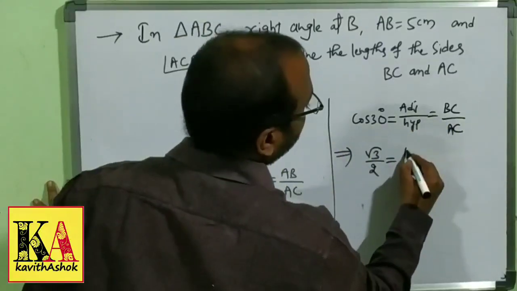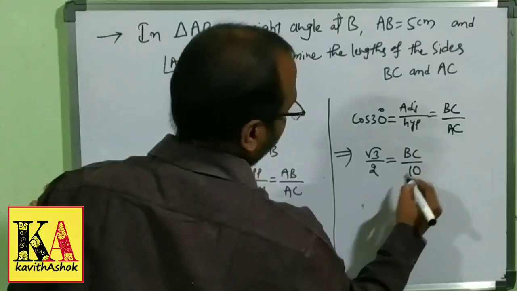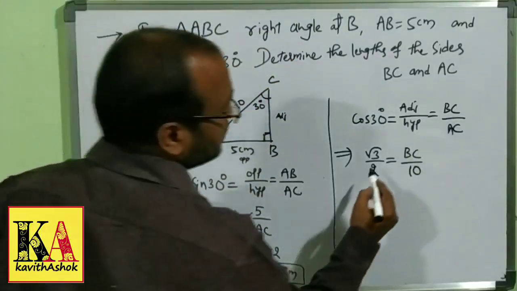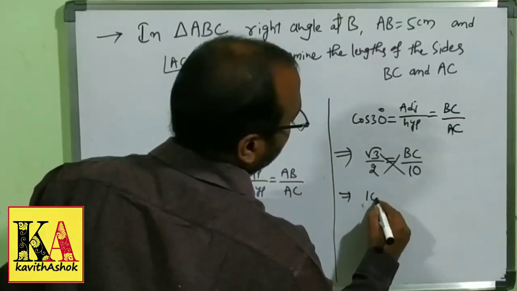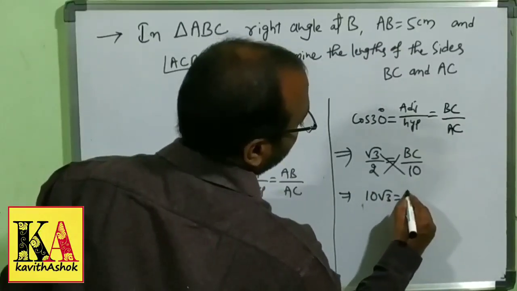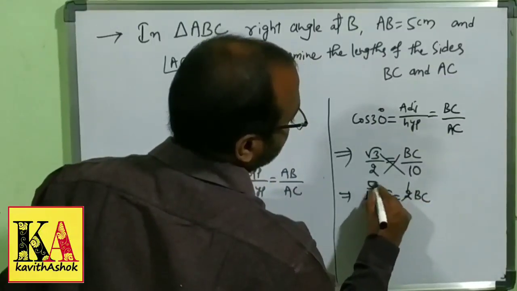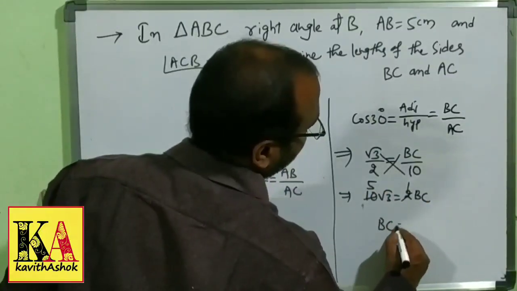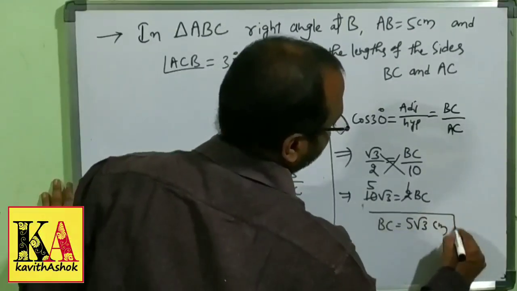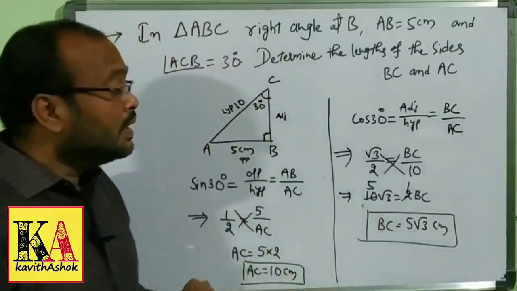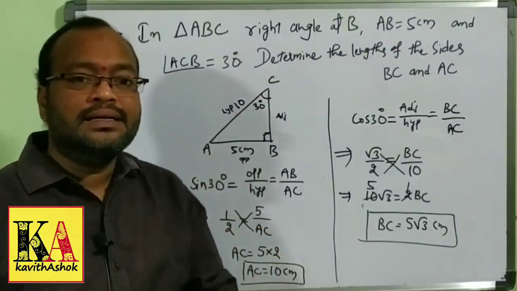BC, we want to find out BC only. AC is nothing but 10. AC value is 10. Cross multiplication again. 10 into root 3 is equal to 2 BC. 2 1s are 2, 2 5s are 10. So BC is equal to 5 root 3 centimeters. If we take A here and C here, then also we can get the same answer.